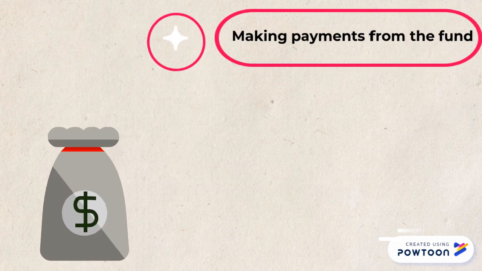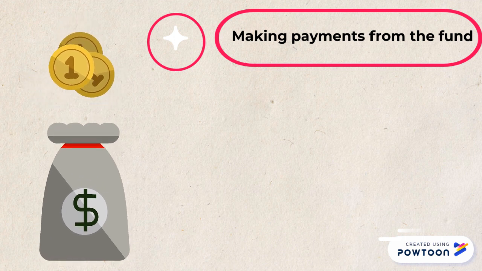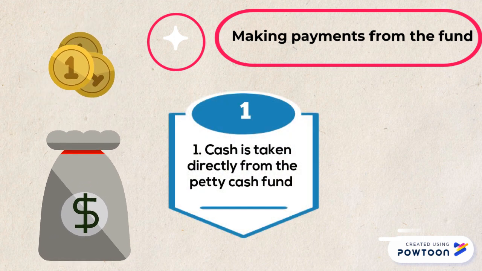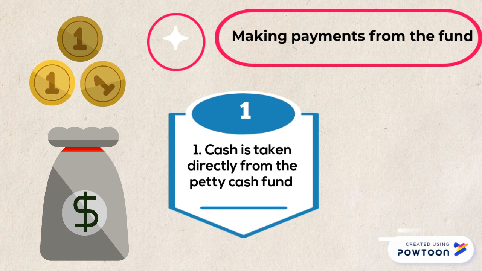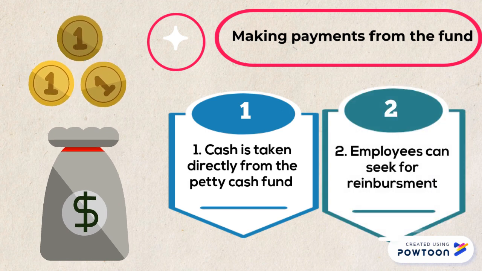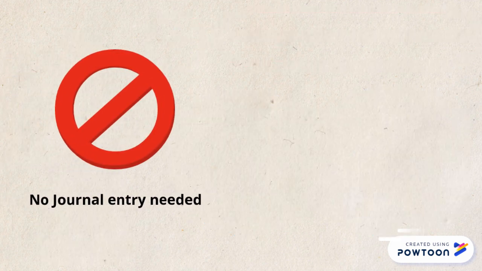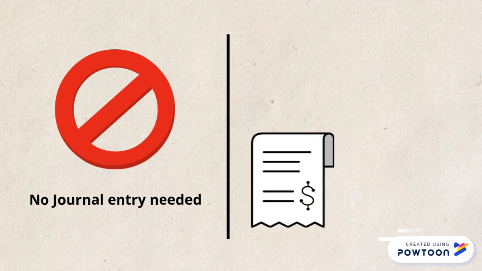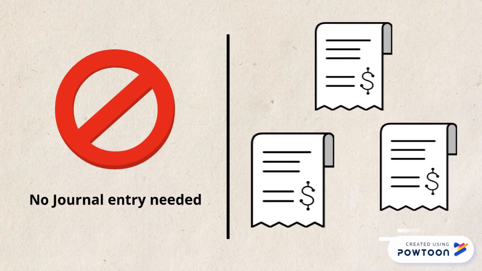Once the fund is established, purchases can be made in either one of two ways. 1. The cash can be taken directly from the petty cash fund, or 2. Employees can pay from their own wallets and can seek reimbursement at a later date. At this stage, purchases do not have to be recorded. However, receipts must be kept in order to complete the final stage of the process.